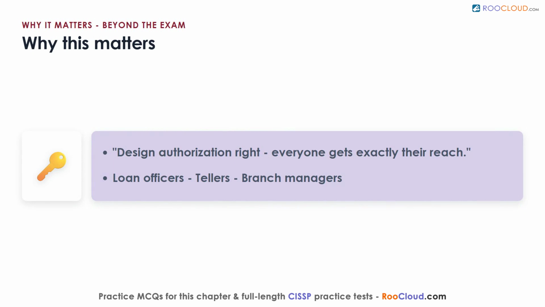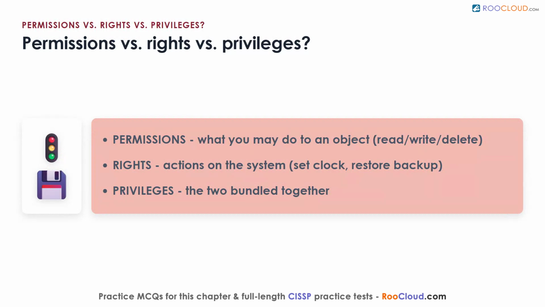Picture a regional credit union rolling out a new lending platform. Loan officers, tellers, and branch managers all need different reach into the same records. Get the authorization design right, and everyone works smoothly with no oversharing. Get it wrong, and a teller reads files meant only for the compliance team. Let's start with a distinction the exam loves.